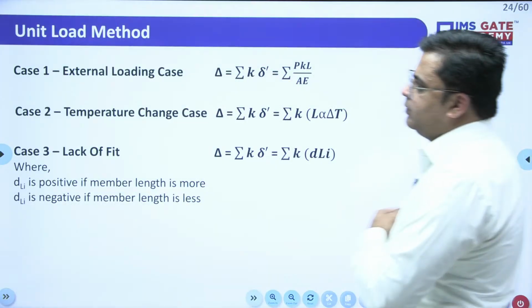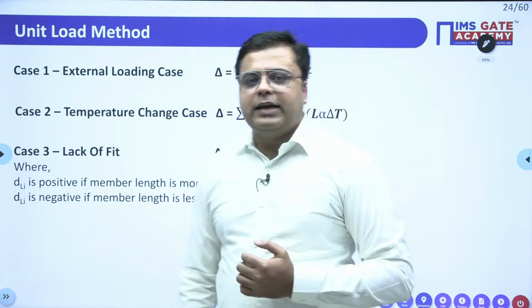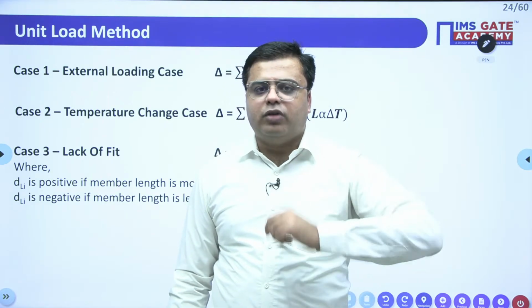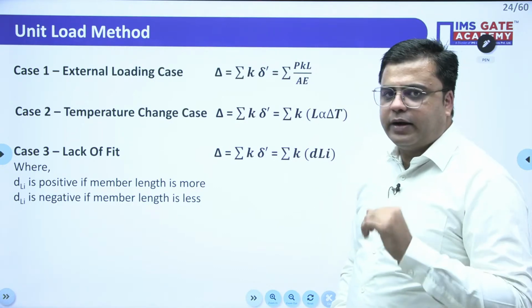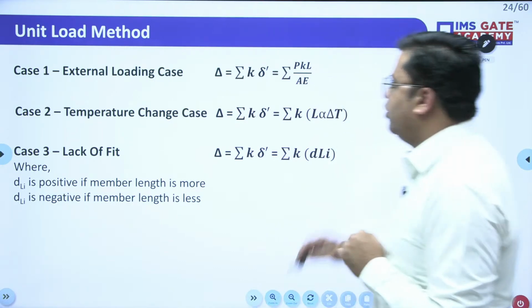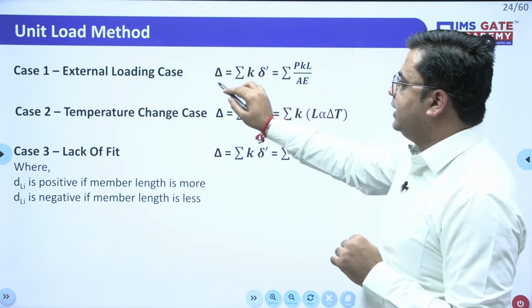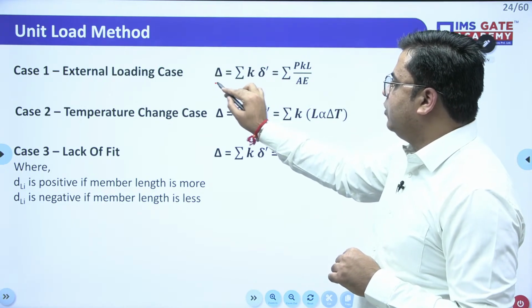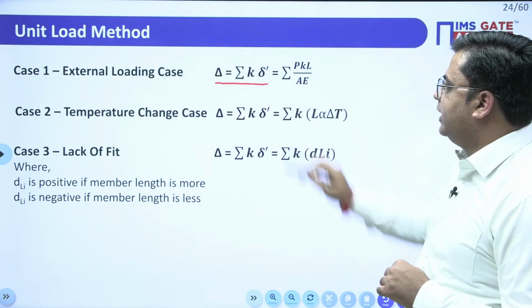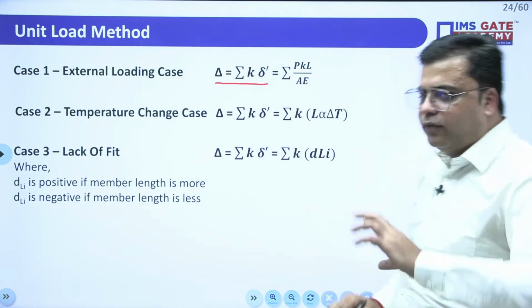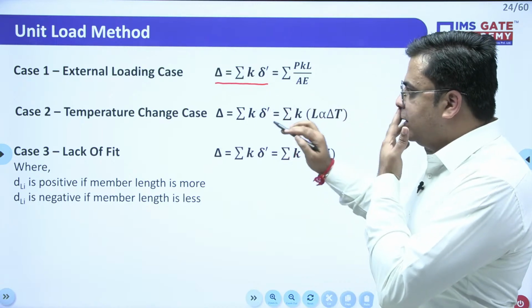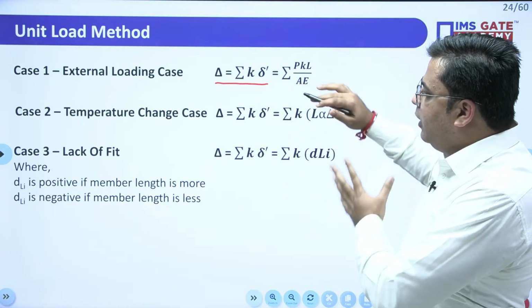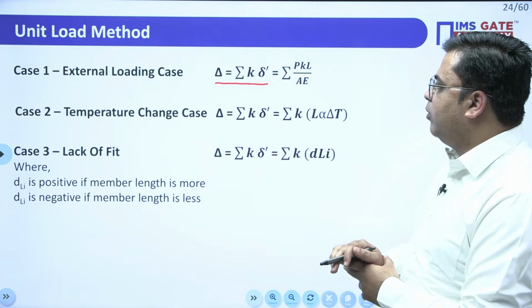Moving on with this. The next method for analyzing the structure is known as the unit load method, right? For the unit load method, we will discuss three important cases. First one is the external loading case. For the external loading case, the deformation delta is equal to summation of k into delta dash, and delta dash is the deformation coming due to external loading. When we discuss the question, these things will be clear. Right now, you can just note down these formulas.